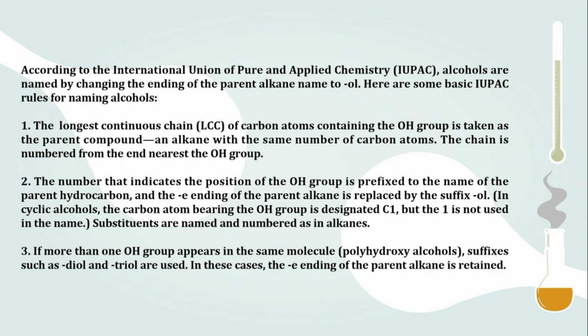Next, the last rule: if more than one OH group appears in the same molecule, or polyhydroxy alcohols, suffixes such as diol and triol are used. In these cases, the E ending of the parent alkane is retained. So, what do diol and triol mean? Count the OH groups. When we say diol, two OH groups are present. When we say triol, three OH groups are used. So in the last rule, we have to identify how many OH groups are in there.